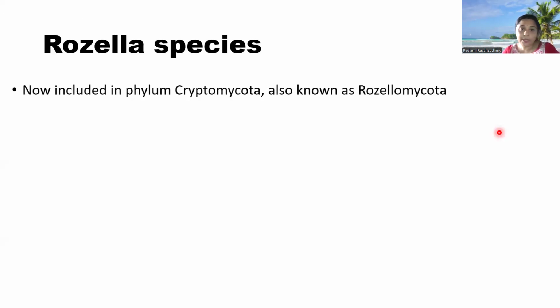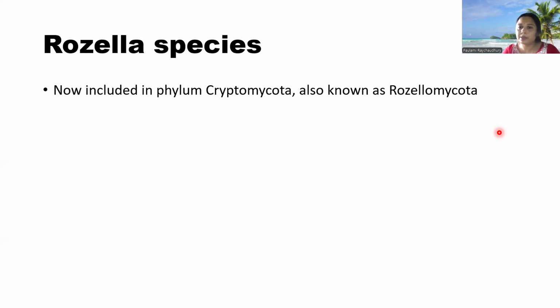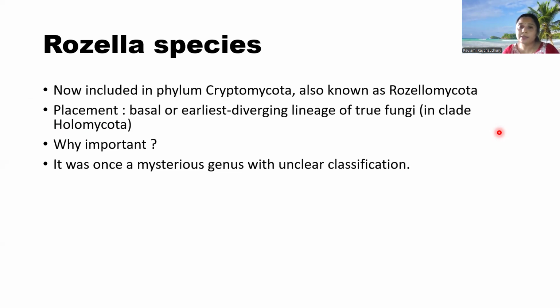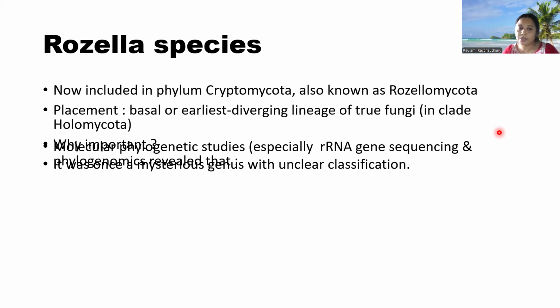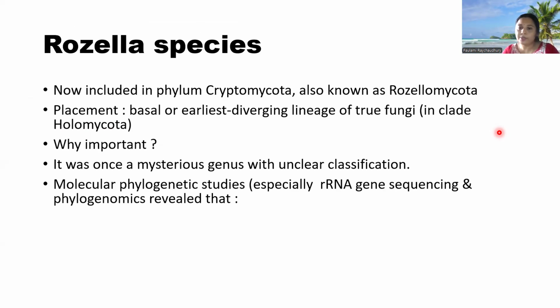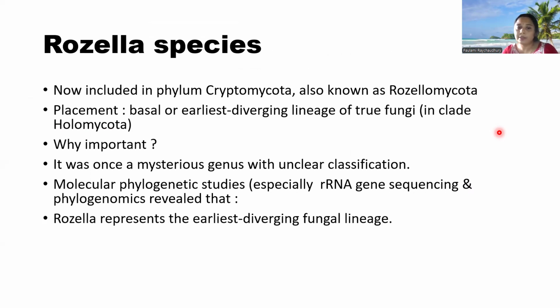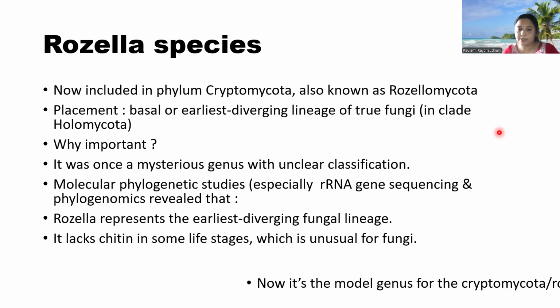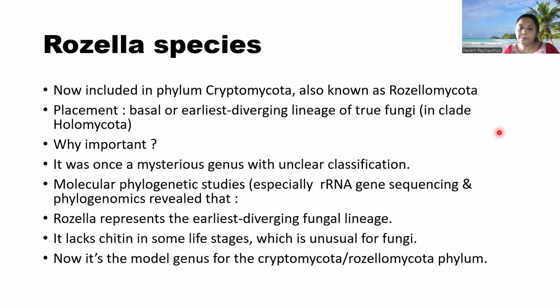Now coming to the Rosella species, now included in phylum Cryptomycota, also known as Roselomycota. Placement: basal or earliest diverging lineage of true fungi in clade Holomycota. Why is it important? Because it was once a mysterious genus with unclear classification. Molecular phylogenetic studies, especially rRNA gene sequencing and phylogenomics, reveal that Rosella represents the earliest diverging fungal lineage. It lacks chitin in some life stages, which is very unusual for fungi. That's why it's mysterious. Now it's the model genus for the Cryptomycota or Roselomycota phylum.